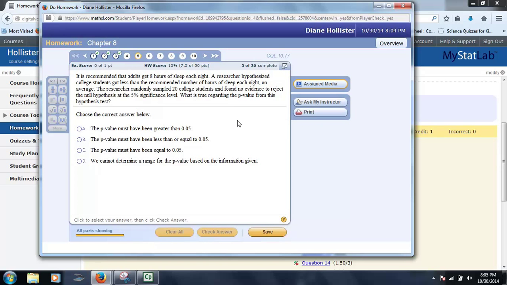Number 5, it says the researcher randomly sampled 20 students and found no evidence to reject the null hypothesis at the 5% level. What is true regarding the p-value? If you fail to reject H0, that means your p-value does not come out to be less than your significance level. So in this particular case, your p-value must be greater than 0.05.